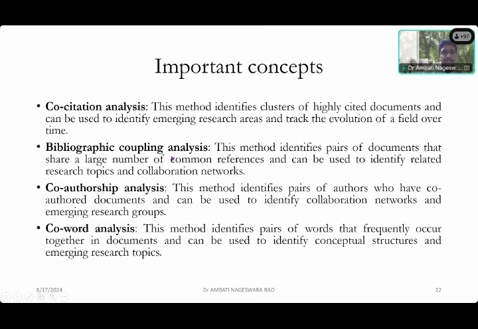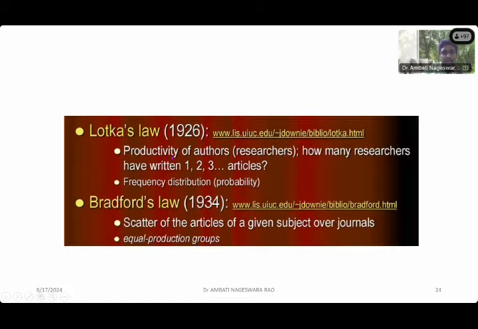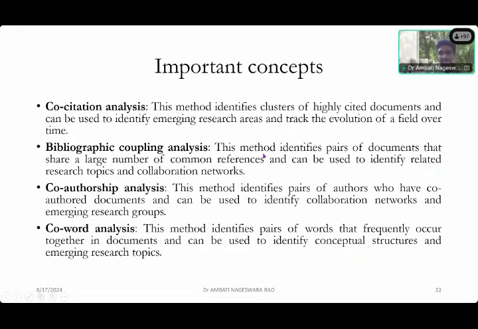Bibliographic coupling. I'll show you a small chart sometime. This method identifies the pairs of documents that share a large number of common references. For example, myself, I'm author A and there is author B. Which scholars are citing author A's work and author B's work together? Similarly, author A and author B referring to C, D, E work. Similarly, one can see what is called bibliographic coupling.